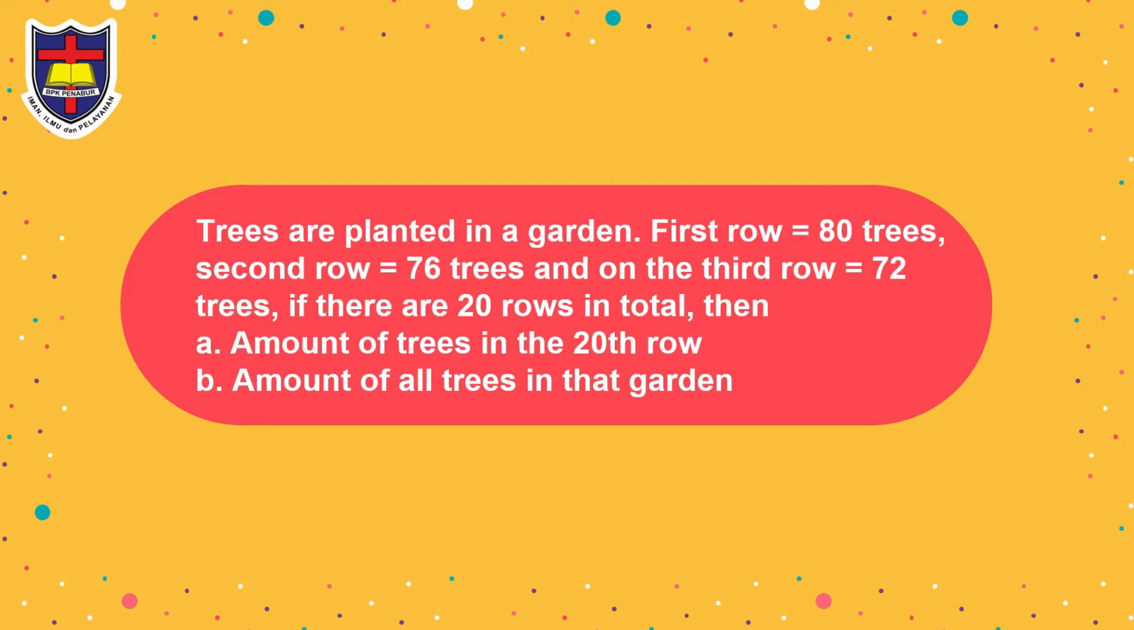So for the next example, we will see a word problem. Trees are planted in a garden. First row equals 80 trees, second row equals 76 trees, and the third row equals 72 trees. If there are 20 rows in total, then find the amount of trees in the 20th row and the amount of all trees in that garden.